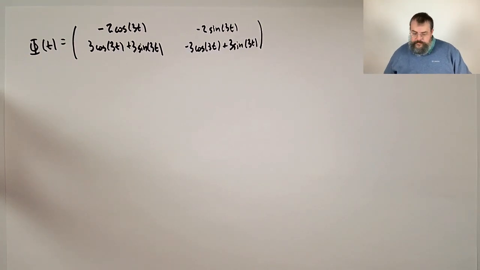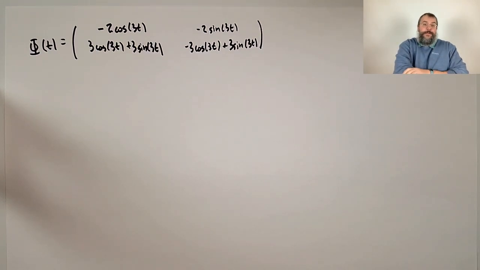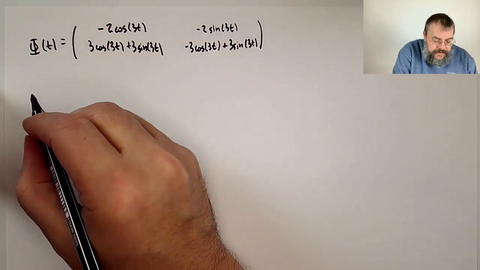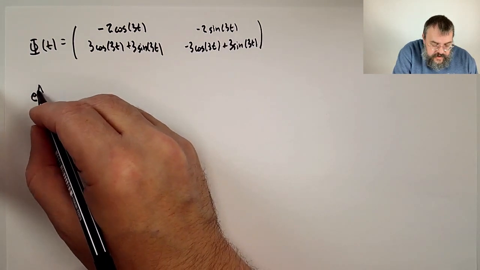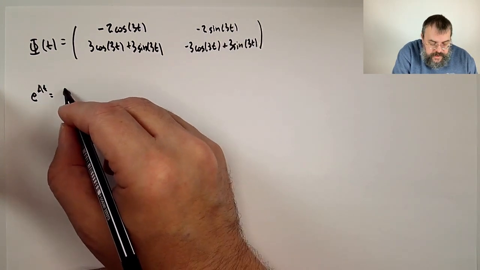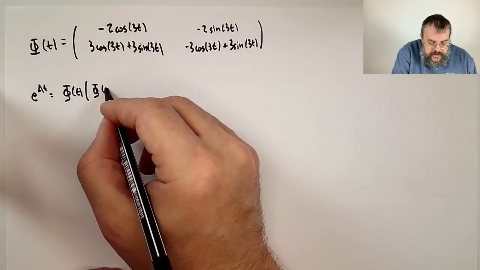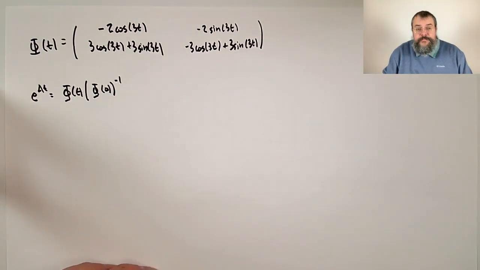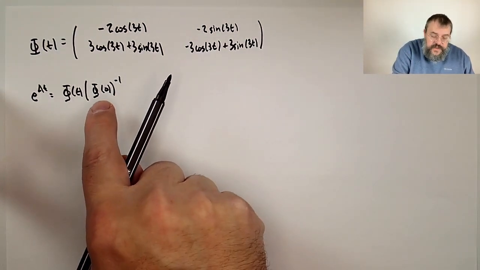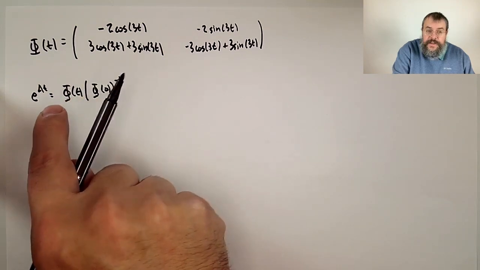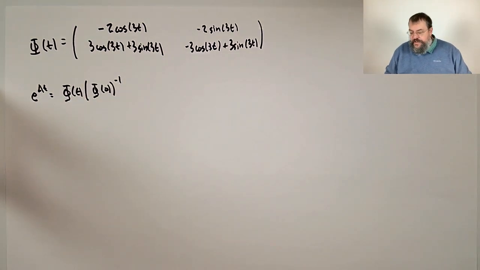All right. Now, I said it's not e to the At, not yet. What do we need? Well, what we have is that e to the At is equal to phi of t times phi of 0 inverse. So we need to figure out what this is, and let's carry out the multiplication, and then we'll have our e to the At.